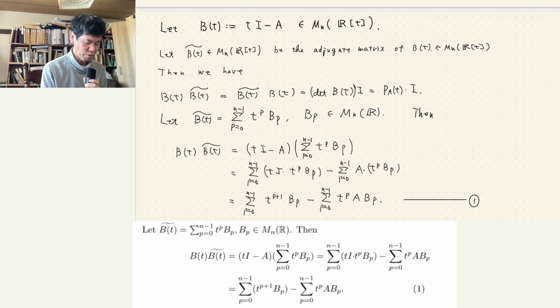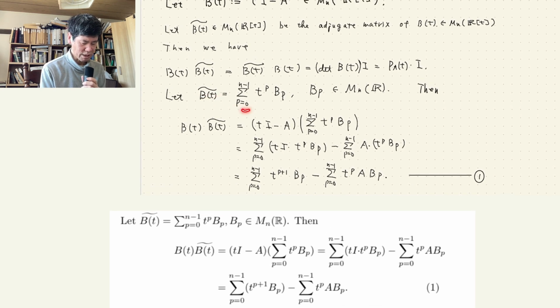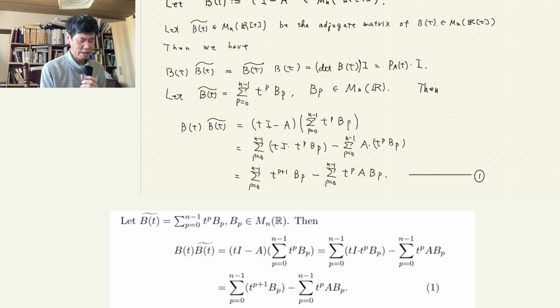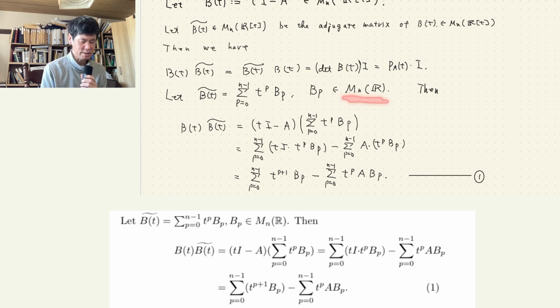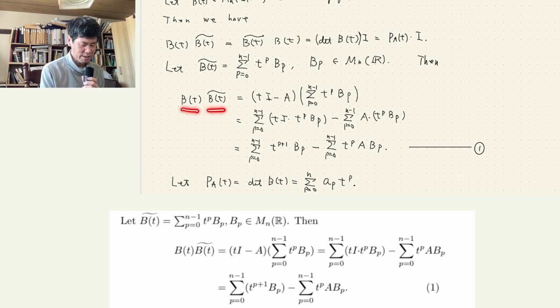So denoting B(t) tilde as the summation from p equals 0 to n minus 1 of t to the p times Bp. Here Bp is an n times n matrix whose components are real numbers. We have B(t) times B(t) tilde is equal to (tI minus A) times the summation of t to the p times Bp, equal to the summation of tI times t to the p times Bp minus the summation of A times t to the p times Bp, and this is equal to the summation of t to the p plus 1 times Bp minus the summation of t to the p times A times Bp.